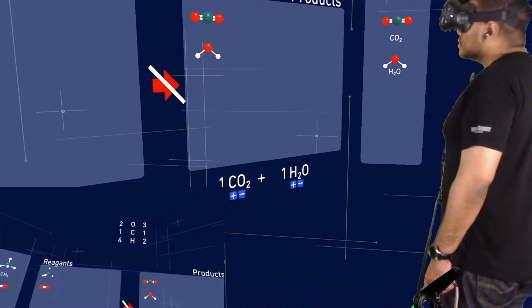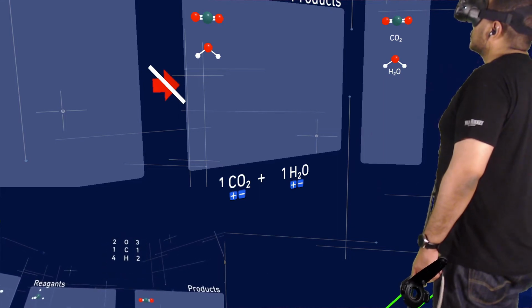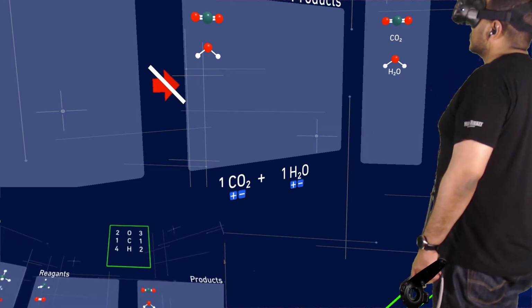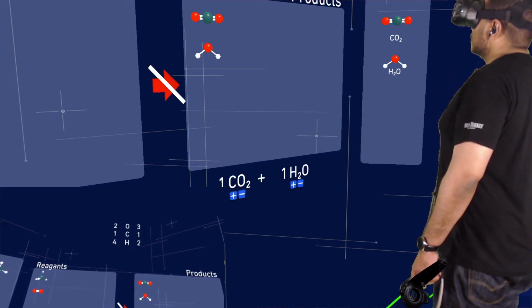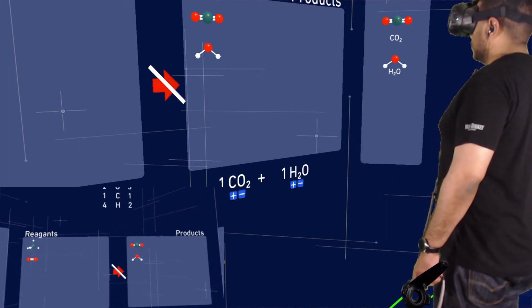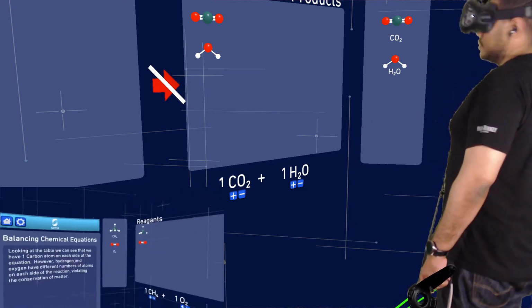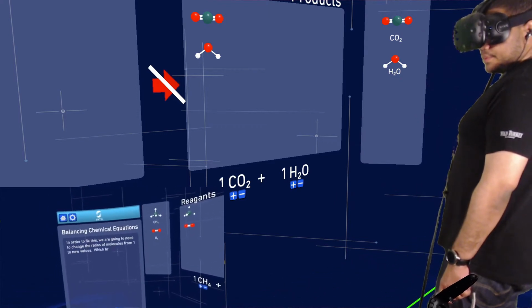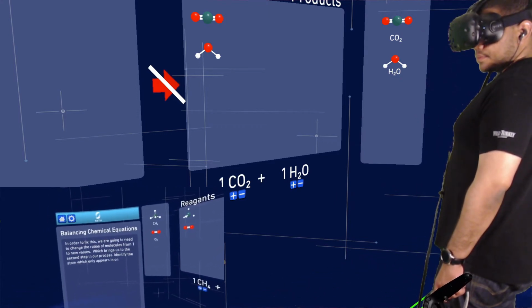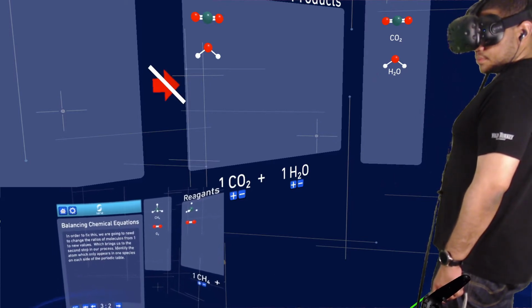Looking at the table, we can see that we have one carbon atom on each side of the equation. However, hydrogen and oxygen have different numbers of atoms on each side of the reaction, violating the conservation of matter. In order to fix this, we're going to need to change the ratios of molecules from 1 to new values, which brings us to the second step in our process.